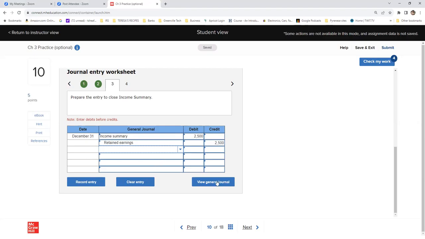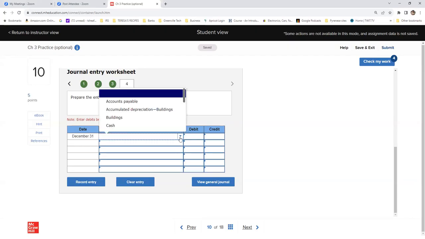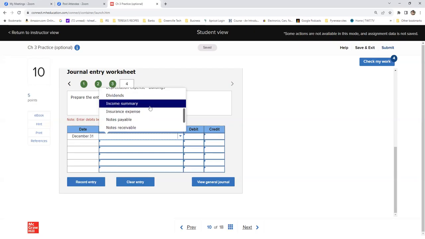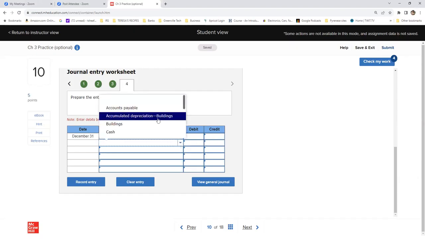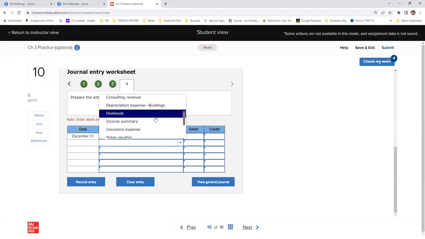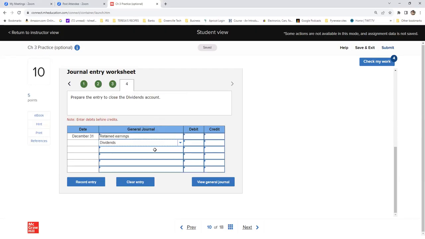Now, what do dividends do? They decrease equity when they get paid out, right? So number 4 is we are going to debit retained earnings because we're going to be lowering retained earnings by paying out the dividends. And we're going to credit dividends, because right now that's sitting in there with a debit balance.